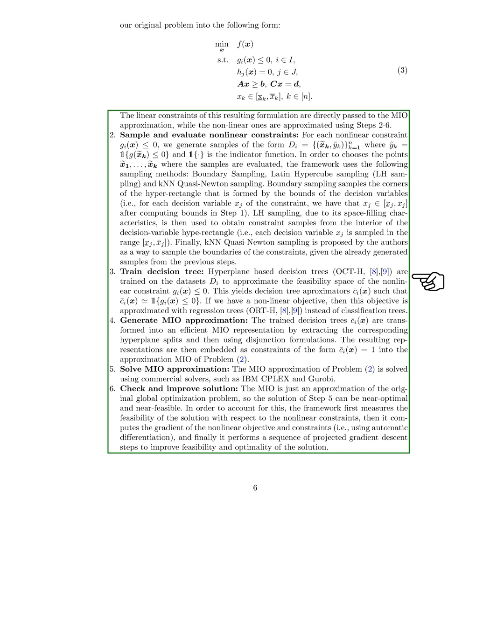3. Training decision trees. We train hyperplane-based decision trees on the datasets to approximate the feasibility space of the nonlinear constraint. If we have a nonlinear objective, then this objective is approximated with regression trees instead of classification trees.